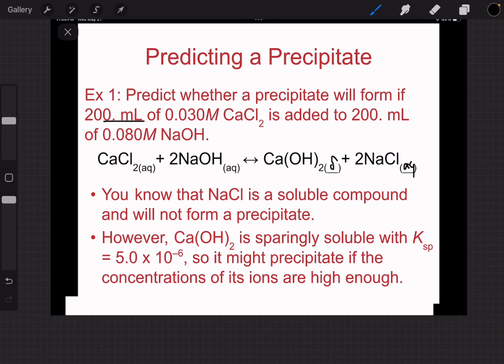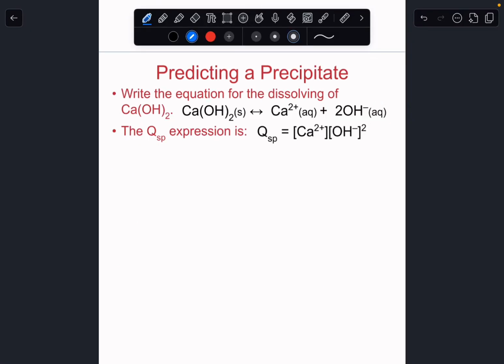We want to figure out if this Q ratio, because this is the ratio of all the things, is going to be less than, greater than, or equal to your K. And we're trying to see if Q is more than K to form a precipitate. Since we figured out that solid Ca(OH)2 is the only thing that could maybe make a precipitate, we only want to focus on Ca(OH)2, because NaCl would definitely not make a precipitate because it's soluble.